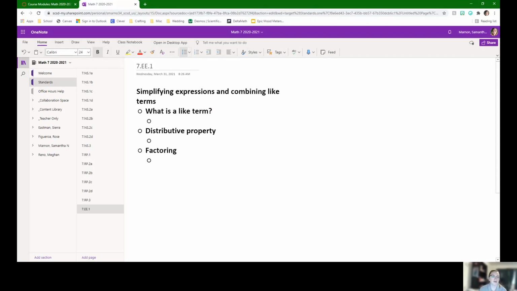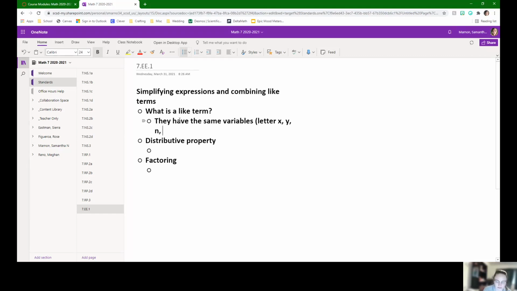So today we're going to talk about standard 7.EE.1, which is all about simplifying expressions and combining like terms. So we're talking about like terms. You need to know what is a like term, and that means they have the same variables. And that's just like the letter. So, for example, we use x, y, n, p, all those different letters. They need to make sure they have the same ones.